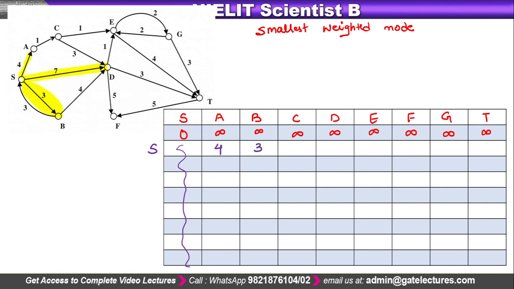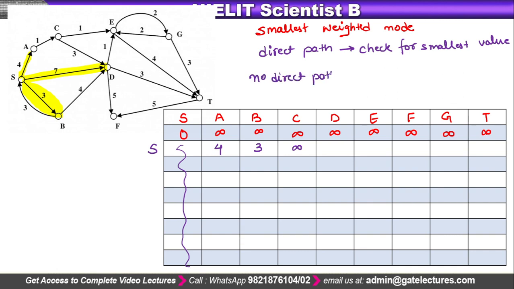S to C there is no direct path. देखो, via A तो path है, but direct path नहीं है. तो ये आपका infinity ही रहेगा. Okay? If direct path, check for smallest value or minimum value, ठीक है? And if there is no direct path, old value will remain. ठीक है? Old value will remain. So this I'm writing so that जब आप revise करो तो आपको याद रहे.